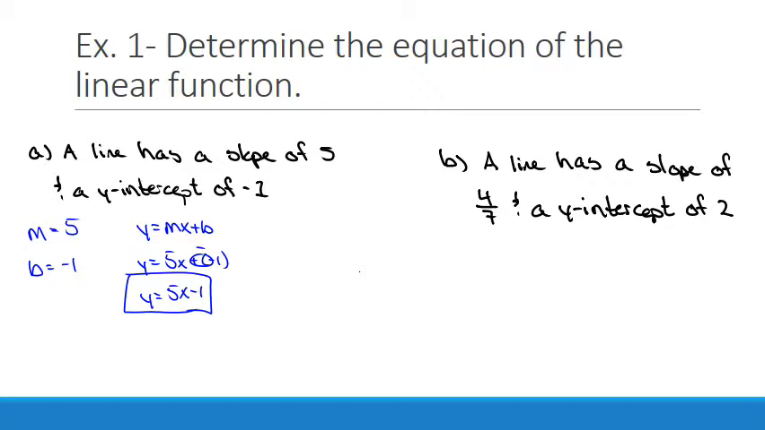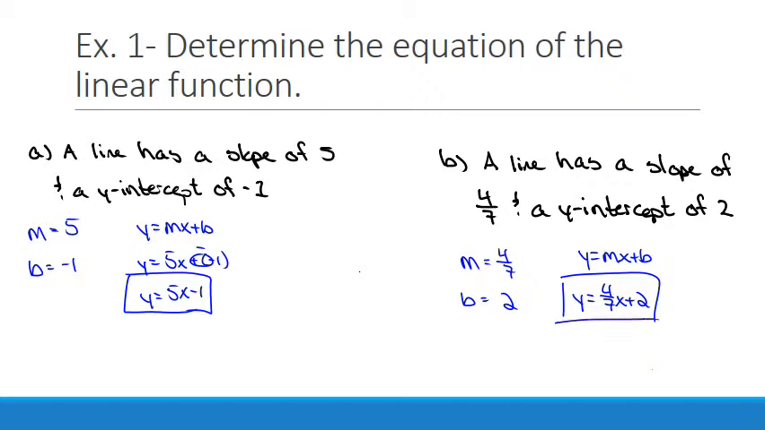Let's look at b. Again, we know this is slope-intercept form. y = mx + b. To complete it, we have to determine what the m and b values are. Slope is 4/7. Y-intercept is 2. So y = 4/7x + 2. You're allowed to have the x and the y as variables still. X and y can stay, but we replace the m and the b.